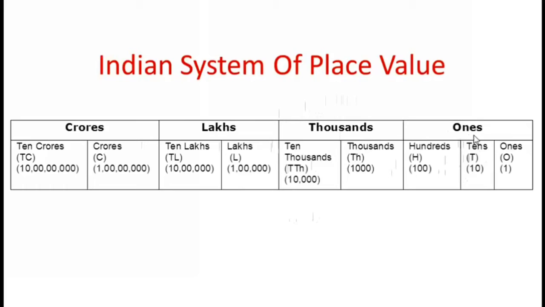In ones, we have ones place, tens place, hundreds place. Then in thousands it's categorized in between thousands and 10,000s. Then it comes to lakhs. In lakhs also it is 1 lakh and 10 lakhs. Then in crores it is also 1 crore and 10 crores. So in the Indian system of place value that we are using, these four main names: ones, thousands, lakhs, crores.